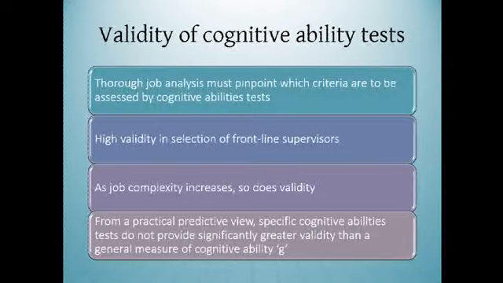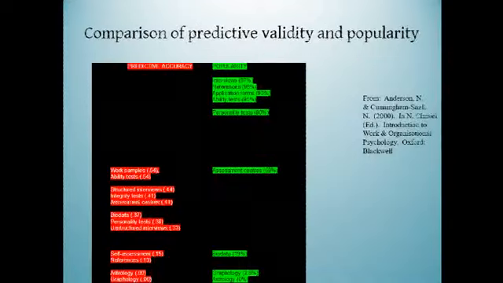And from a practical predictive view, like I mentioned earlier, specific cognitive abilities don't actually provide greater validity than just measuring general mental ability. Now, there are still good reasons to measure specific cognitive skills, often for reasons of utility or to make the whole selection package seem more fair, and we'll get to that in a bit, class.